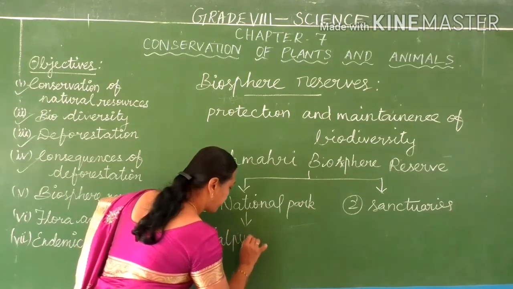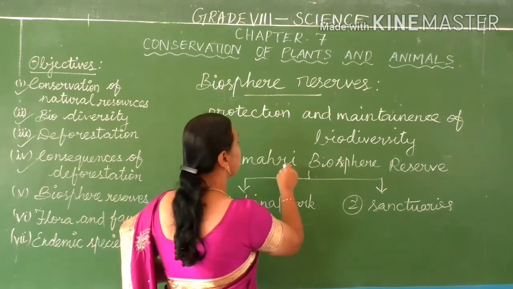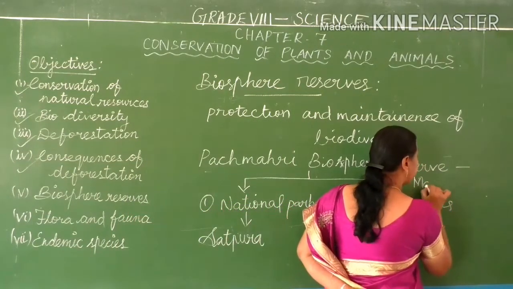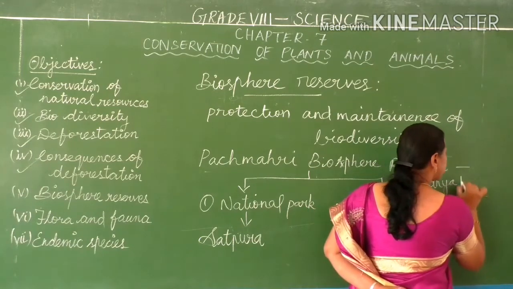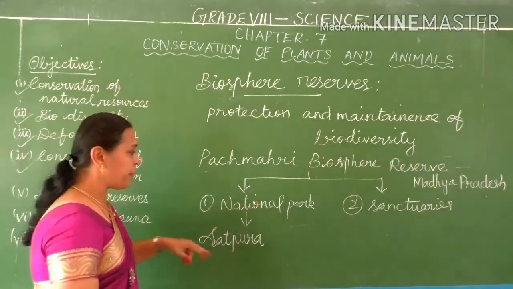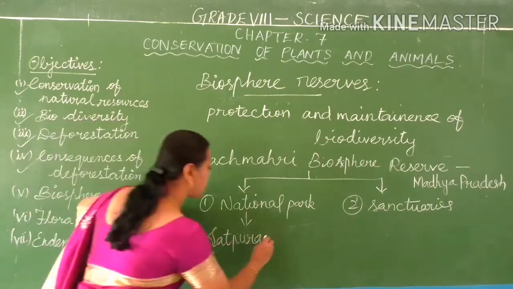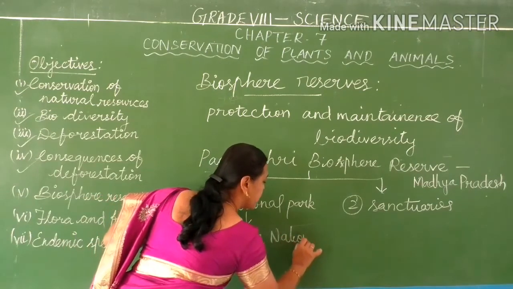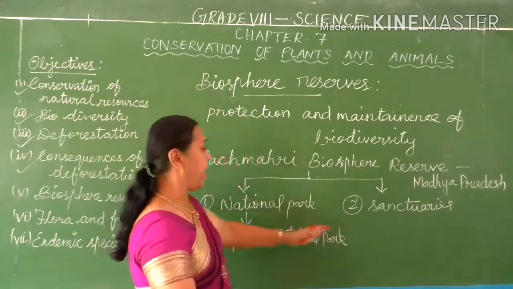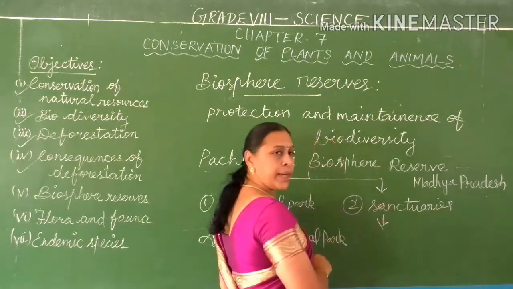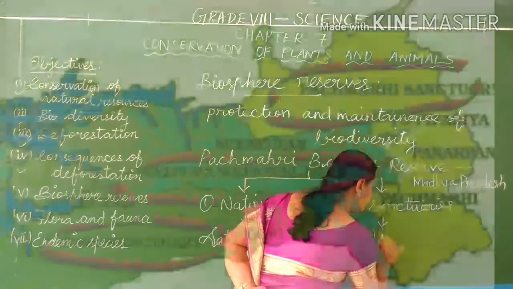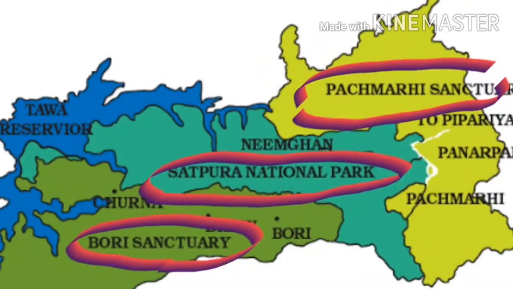The Pachmarhi Biosphere Reserve is located in Madhya Pradesh. And what is the national park? Satpura National Park. The name of the national park is Satpura National Park. And two sanctuaries are there. What are those sanctuaries? Pachmarhi Sanctuary.